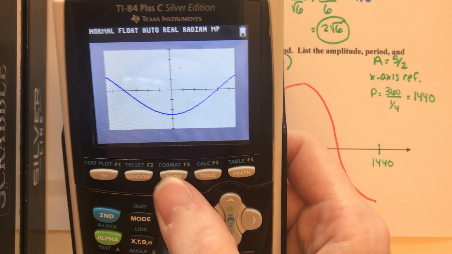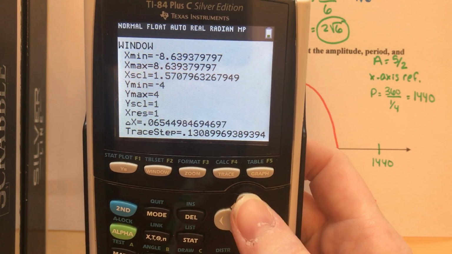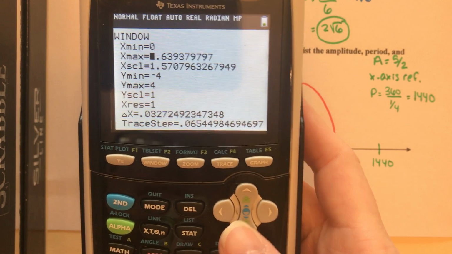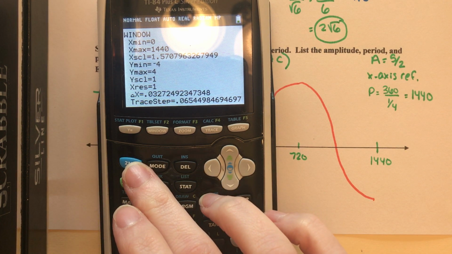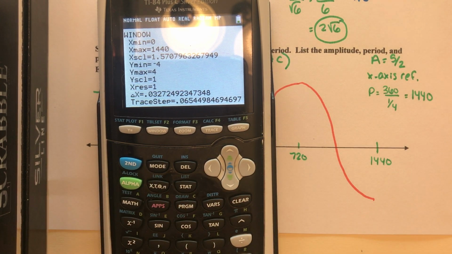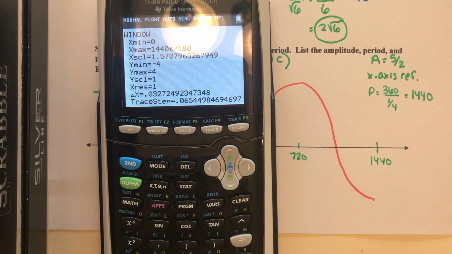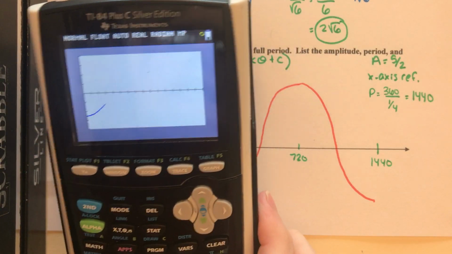So if you want to fix your window, we're in radians. So I'm going to have my x go from 0 to 1440, but in radians. So I'm going to convert degrees to radians. This is a good review for that. You're going to do pi over 180, right? That's the formula for converting degrees to radians. Now if we go to graph, we should see exactly what we drew.